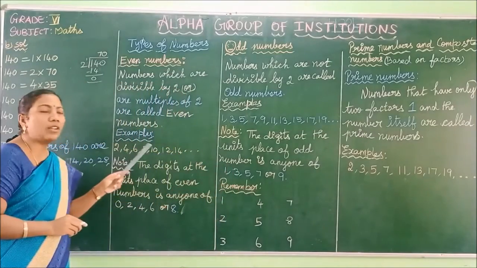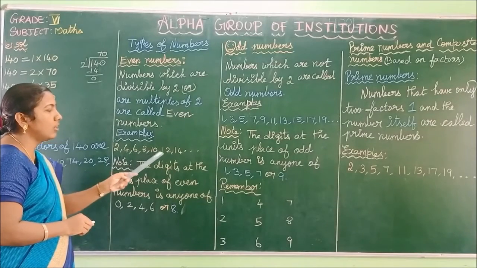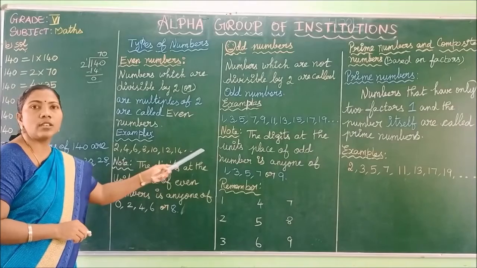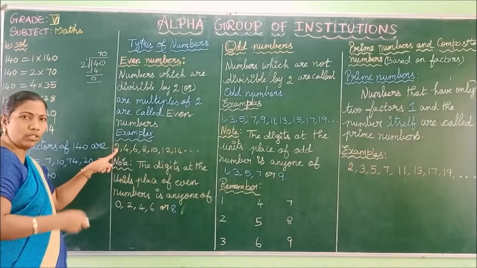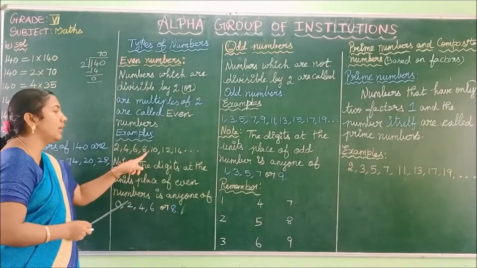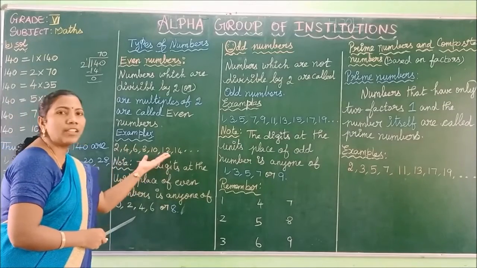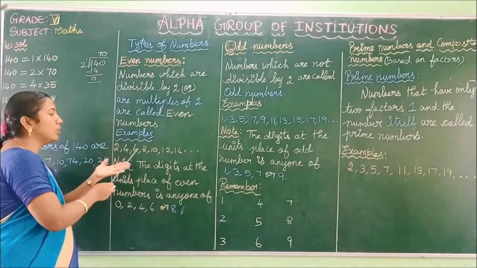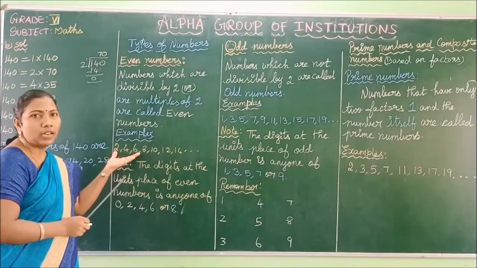See, what are the even numbers? See here, 2, 4, 6, 8, 10, 12, 14, 16, 18, 20. You have to leave the 1 and then write 2, leave the 3 and then 4, leave the 5, 6, leave the 7, 8, leave the 9, 10. You have to write the numbers like this, and you get the even numbers. So we can call 2, 4, 6, 8, 10, 12, 14, etc. even numbers.